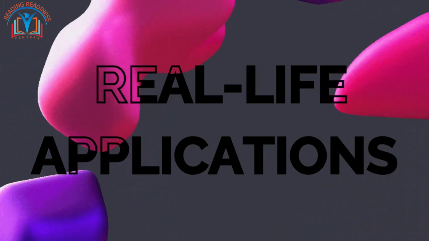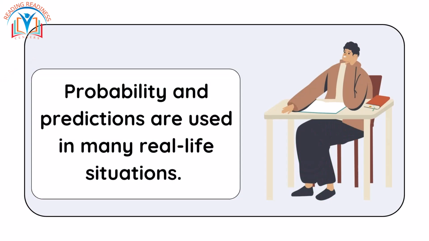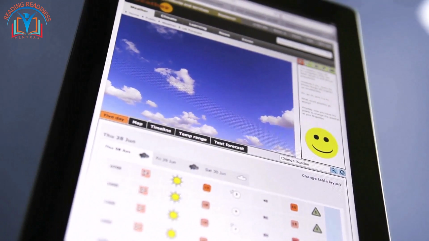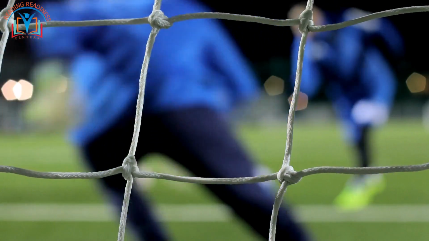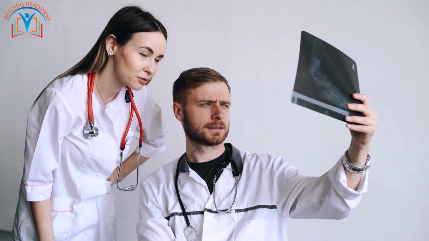Real-life applications. Probability and predictions are used in many real-life situations. For example, weather forecasters use probability to predict the chance of rain or sunshine. Sports teams use probability to predict the outcome of a game. Even doctors use probability to diagnose illnesses.